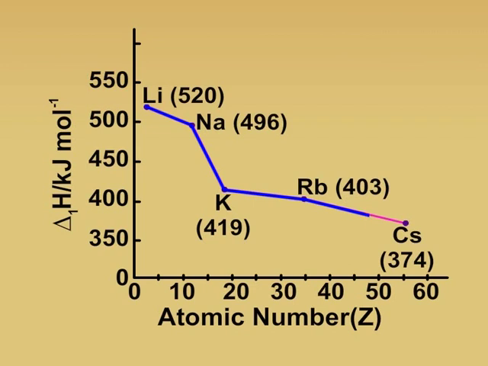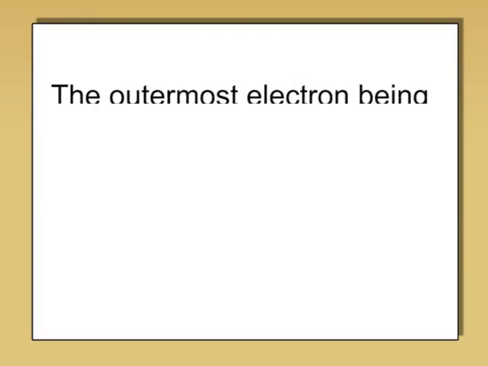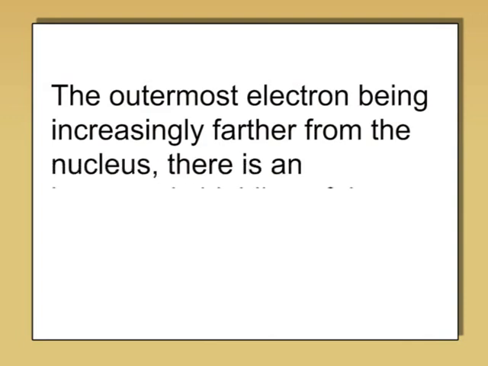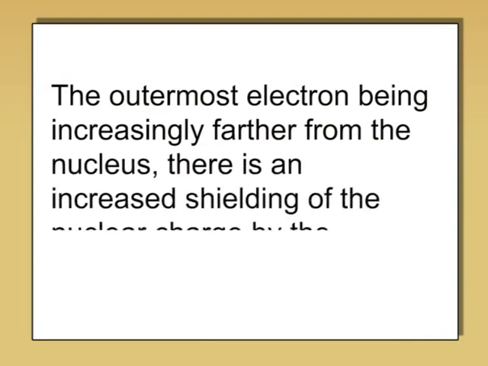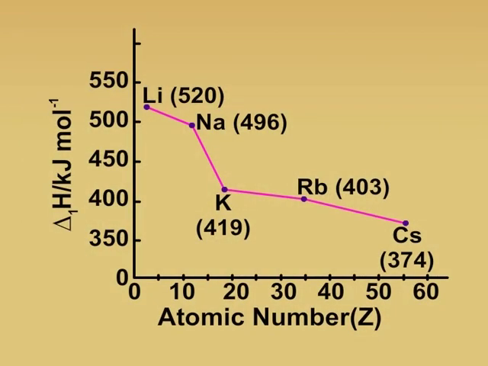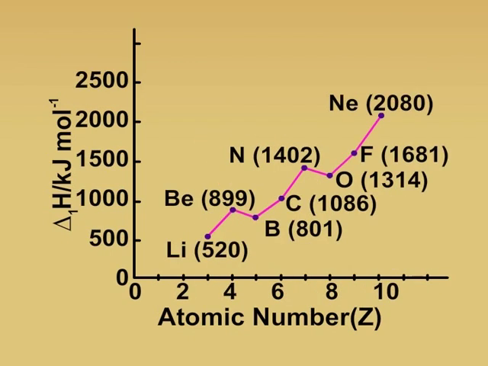As we go down a group, the outermost electron being increasingly farther from the nucleus, there is an increased shielding of the nuclear charge by the electrons in the inner levels. In this case, increase in shielding outweighs the increasing nuclear charge, and the removal of the outermost electron requires less energy down a group. Have a look at the graph shown on the screen.